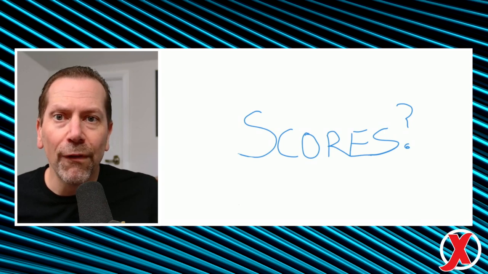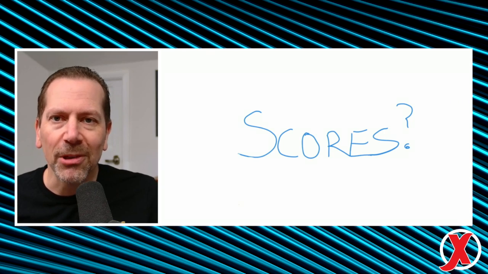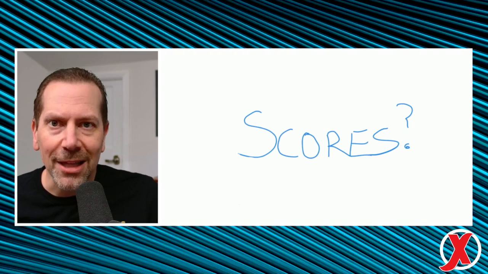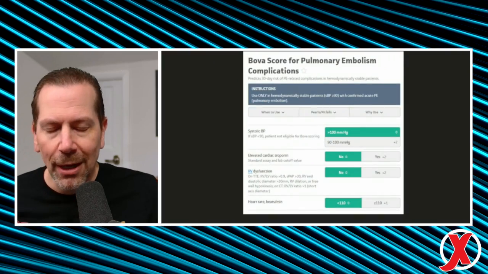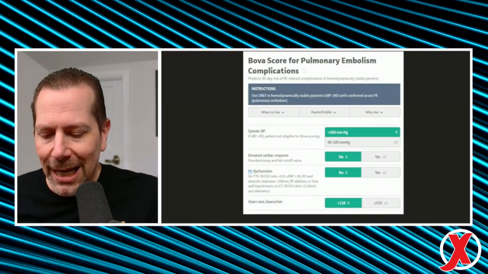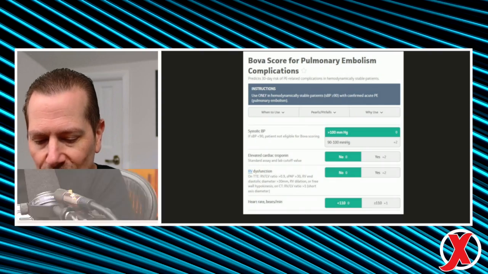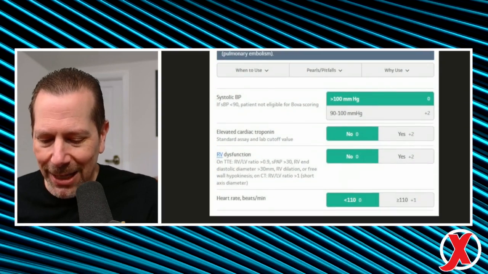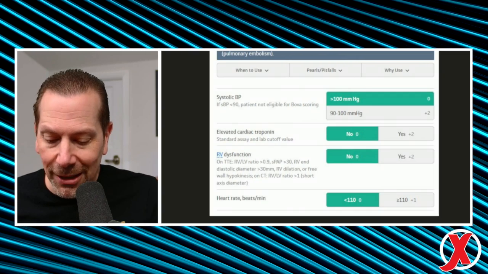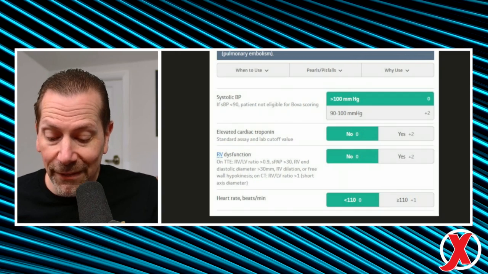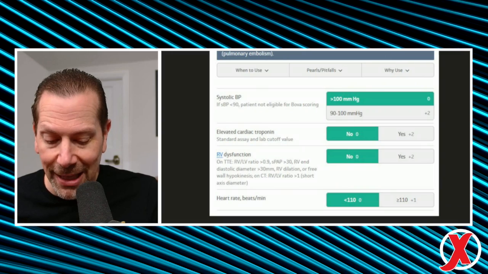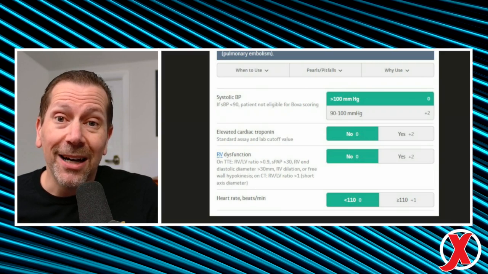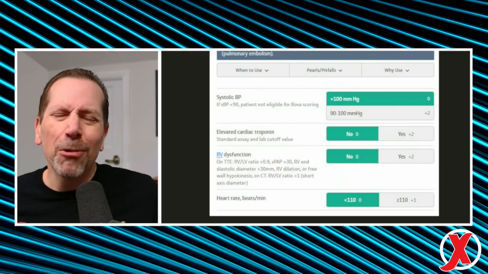It might be useful for whether the patient needs to stay in hospital. It doesn't tell you whether they need therapies like clot fibrinolysis. For that, if you wanted to use a score, I recommend the Bova score. The Bova score is used at Shock Trauma Center. That's where I got experience with it. But it's basically the stuff you'd expect, right? So again, systolic blood pressure, elevated troponin, RV dysfunction, and then again, heart rate. Looking for things like shock index, but it's pretty much what we just spoke about.